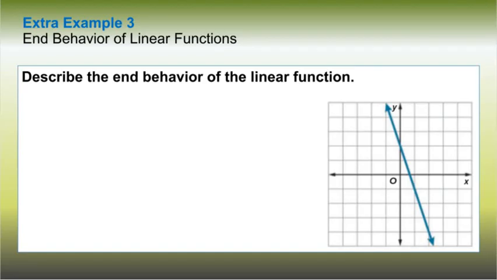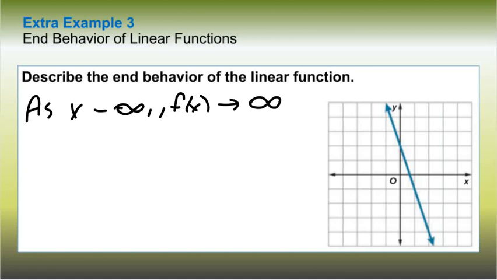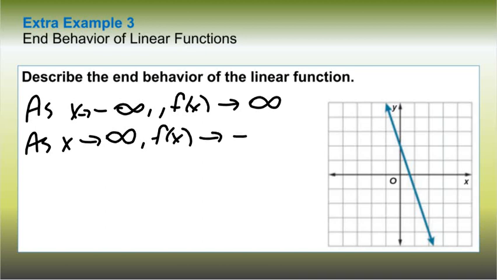Next, describe the end behavior of this function. As x approaches negative infinity, so when I go to the left, f of x approaches positive infinity. Your y gets bigger. As x approaches positive infinity, our f of x approaches negative infinity. So when I go to the right, the arrowhead is pointing downward.